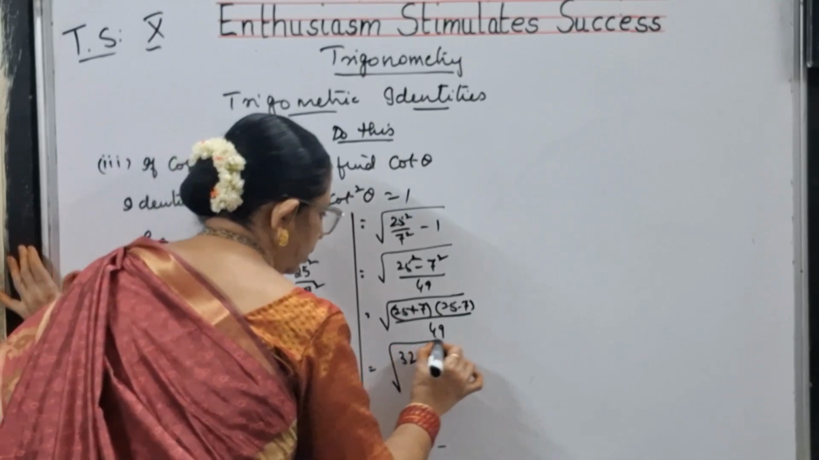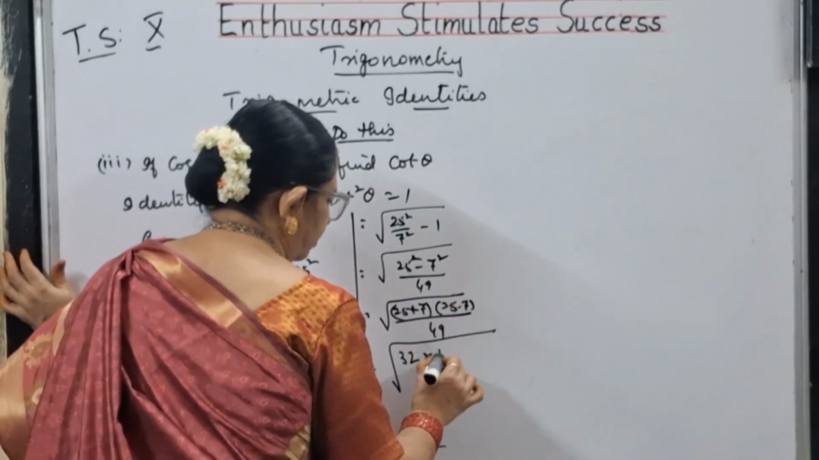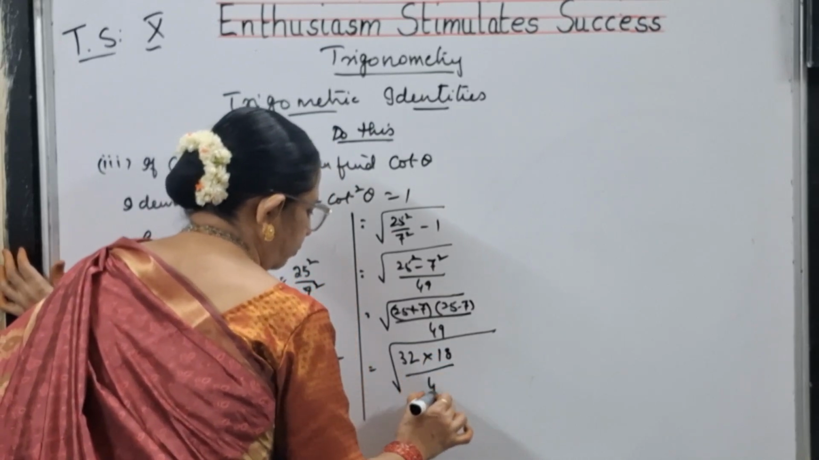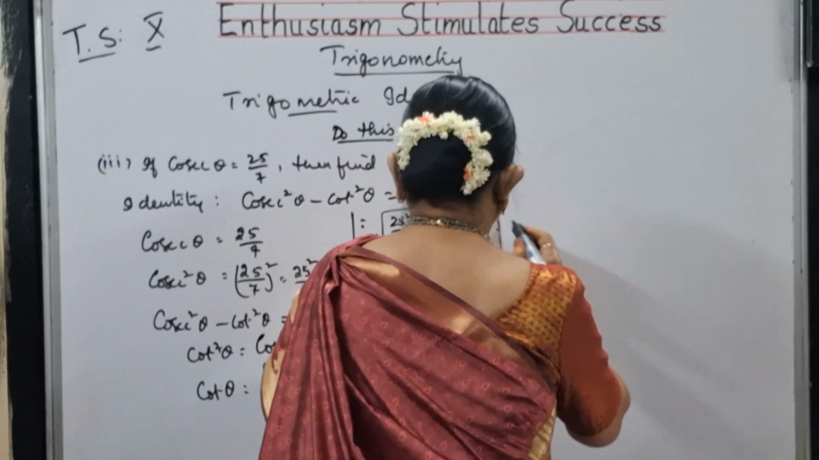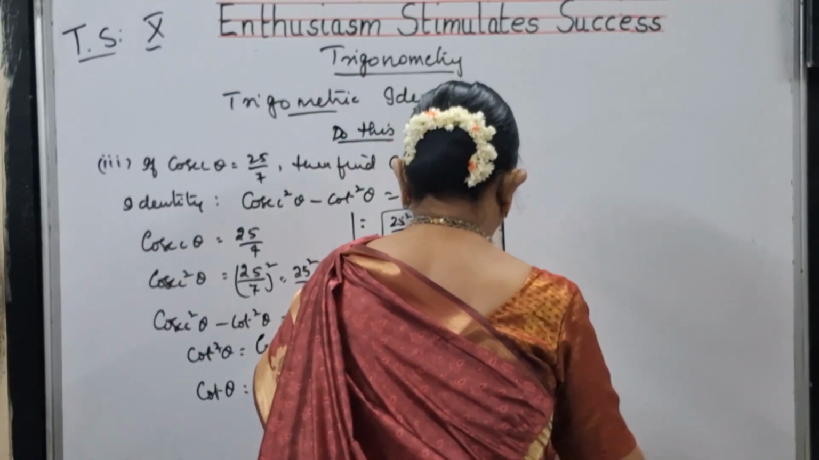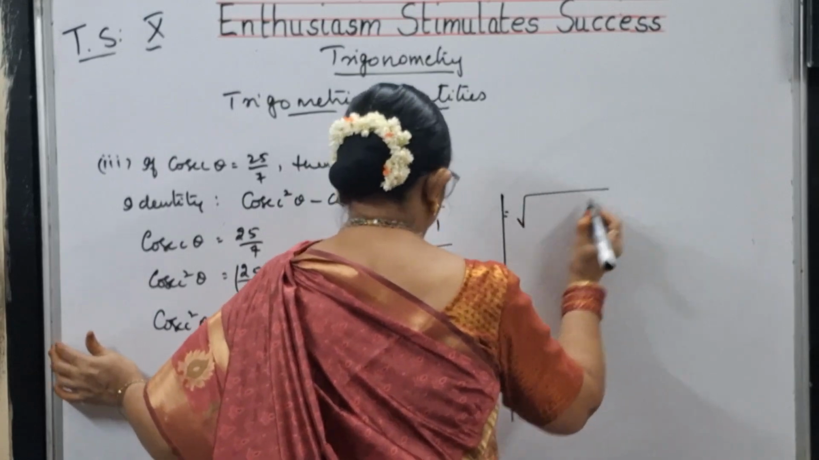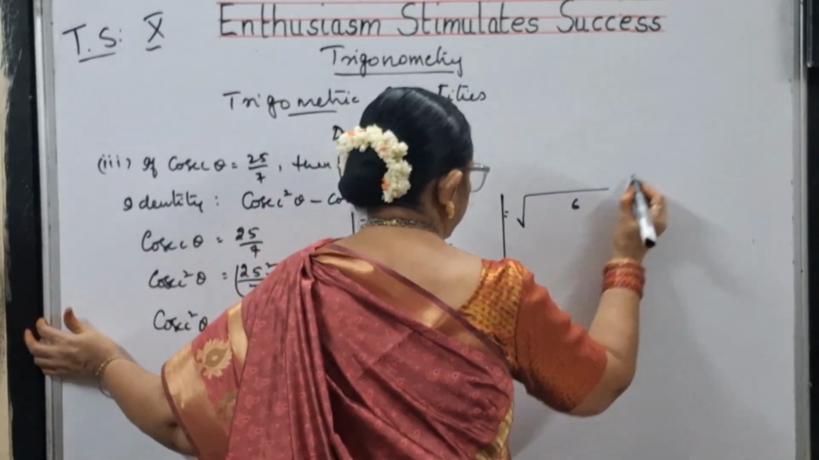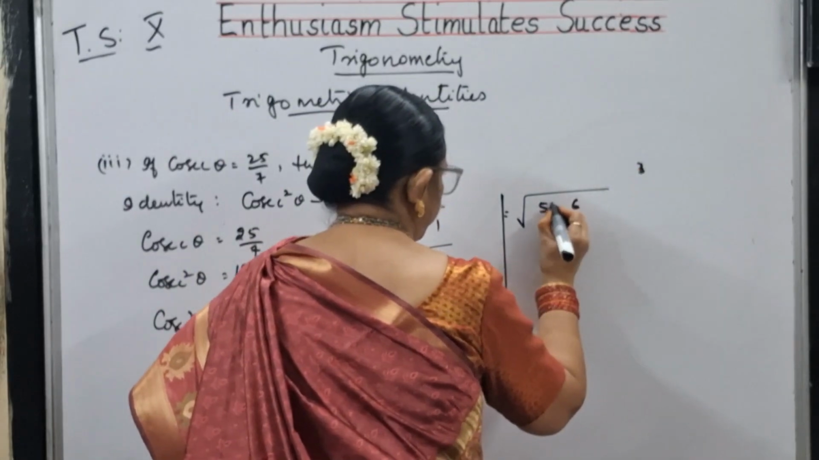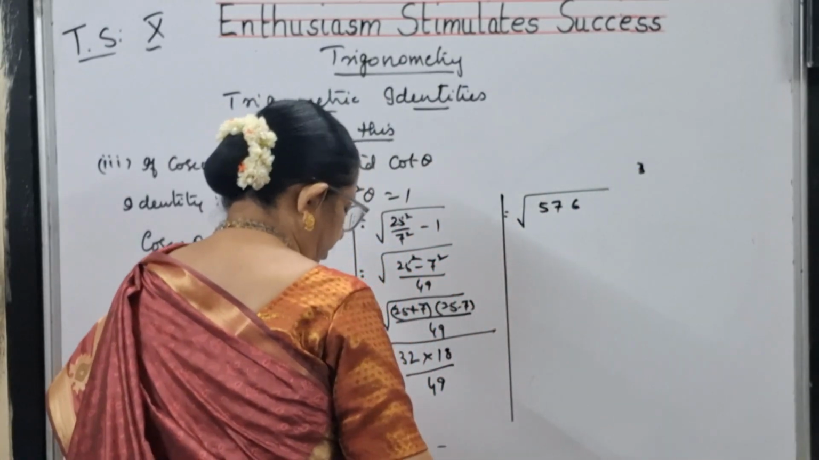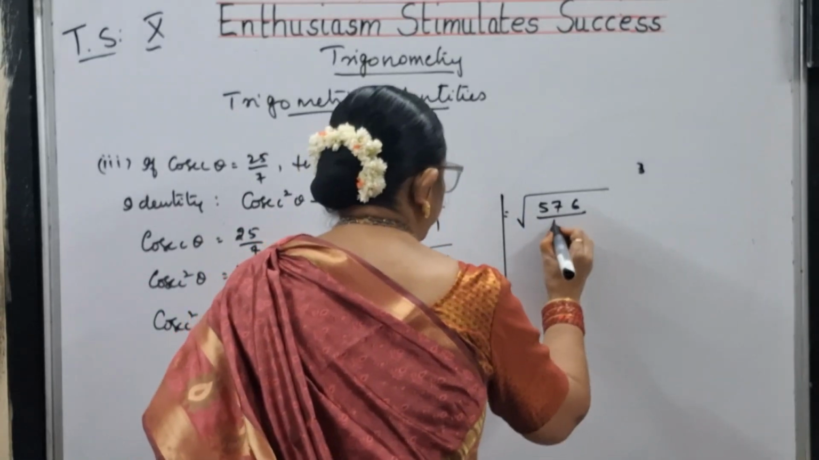So 25 plus 7 is 32, and 25 minus 7 is 18. Root of 32 into 18 by 49 you are getting. So 18 twos are 36, 18 threes are 54, and you have got 576 by 49.